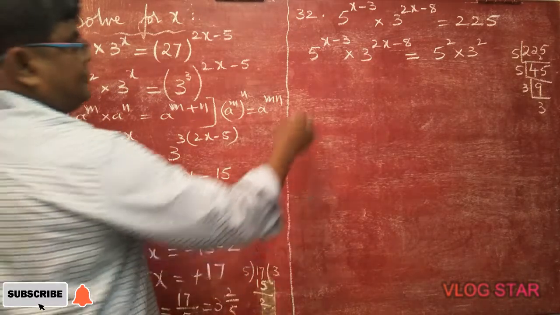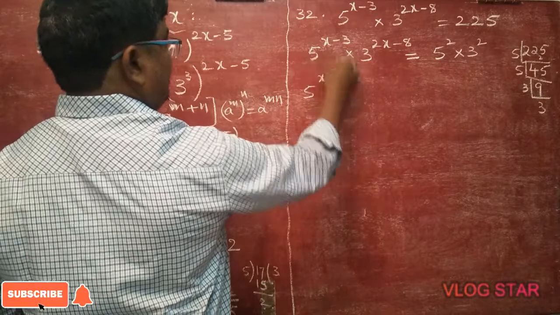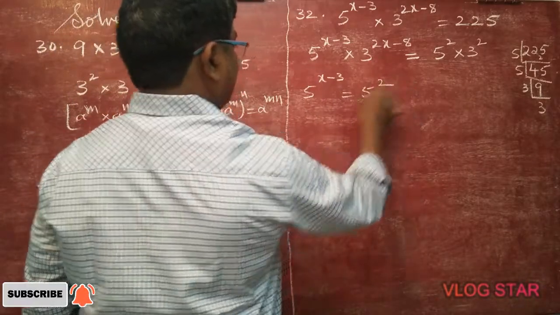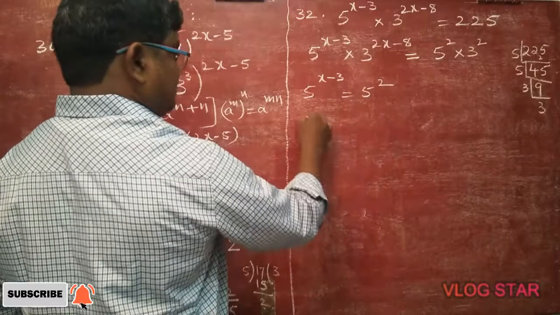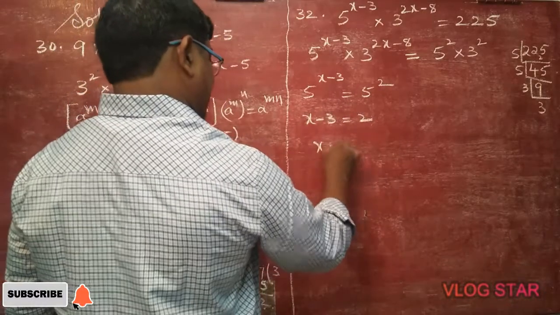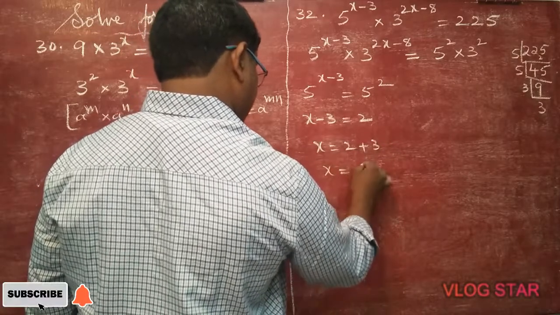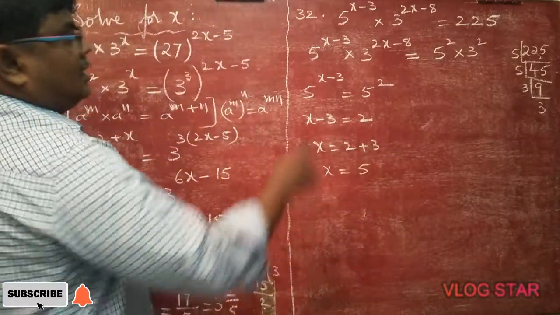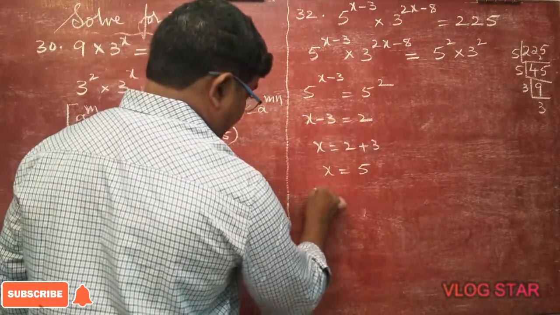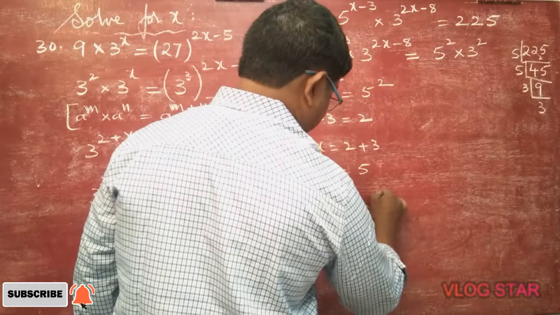Now you compare first one with first. 5 to the power of x minus 3 is equal to 5 square. When bases are equal, powers also must be equal. So x minus 3 is equal to 2. x is equal to 2 plus 3. x is equal to 5. You can, if you want, do that one also. Next one, what is the next one? 3 to the power of 2x minus 8 is equal to 3 square.